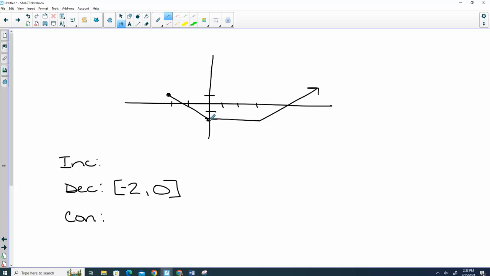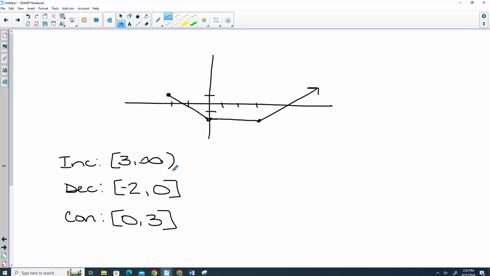Then what does my graph do? Constant, from 0 to 3. And then? Increasing from 3 to positive 3. Alright, so we understand increasing, decreasing, constant. We can read graphs, we understand function notation. The number I'm giving you to plug in is your x, what you get out is your y.